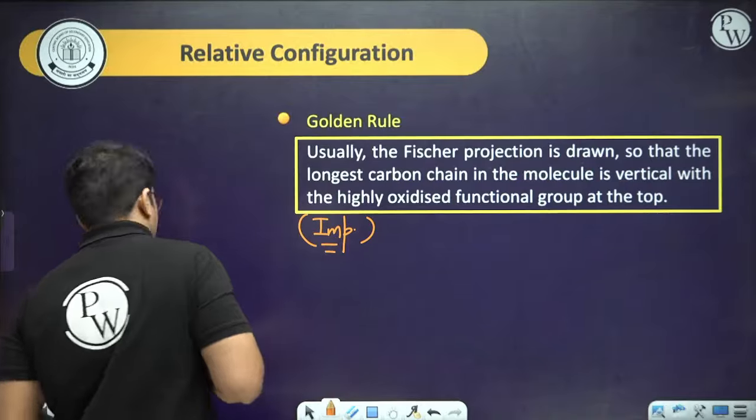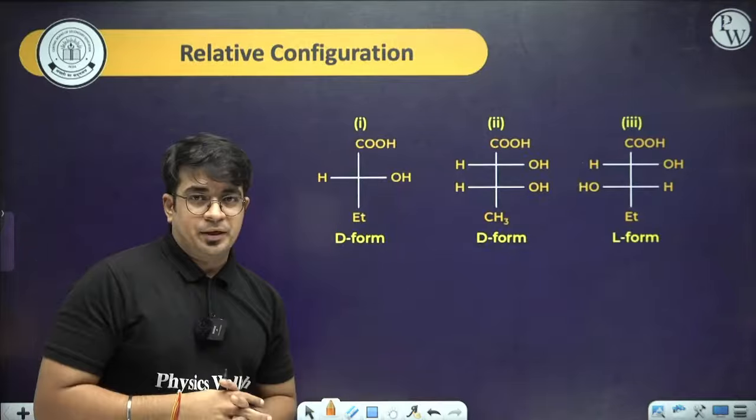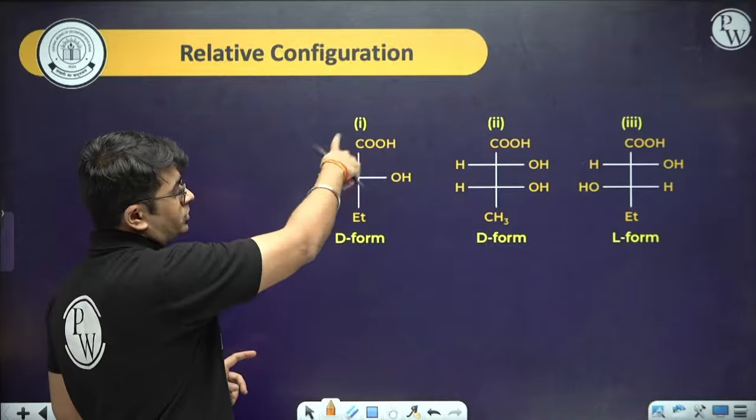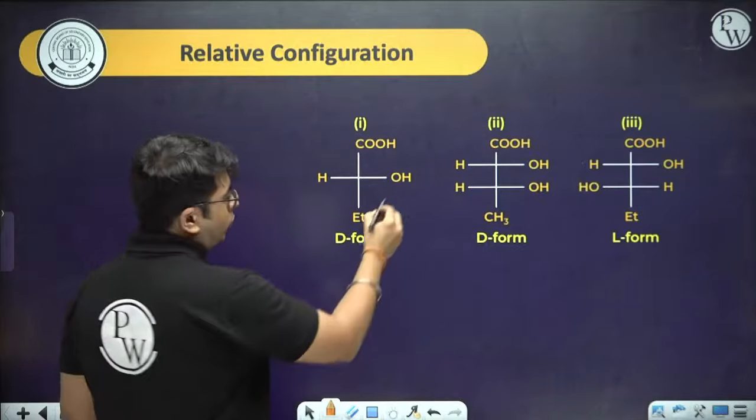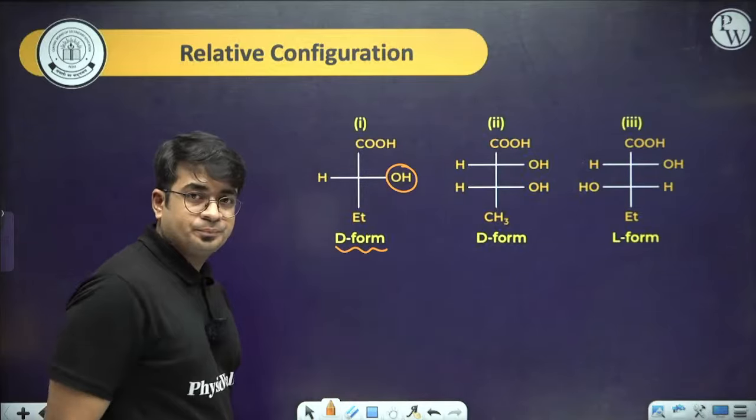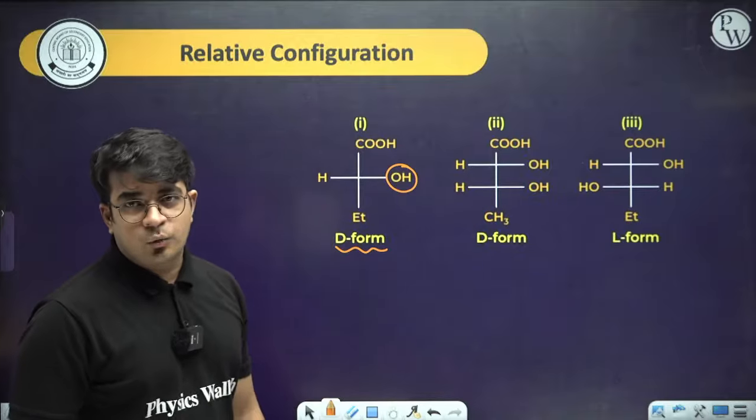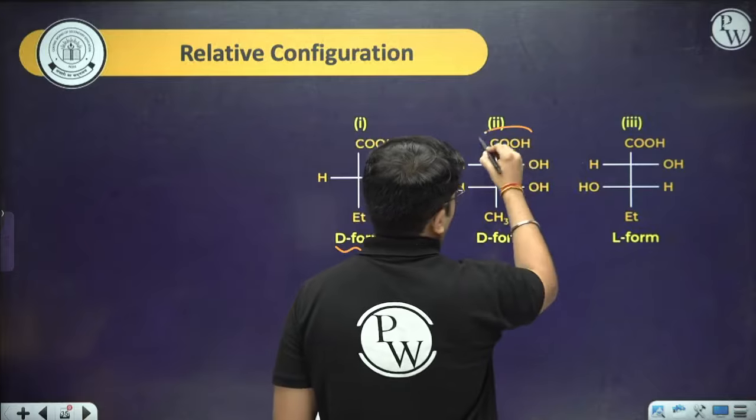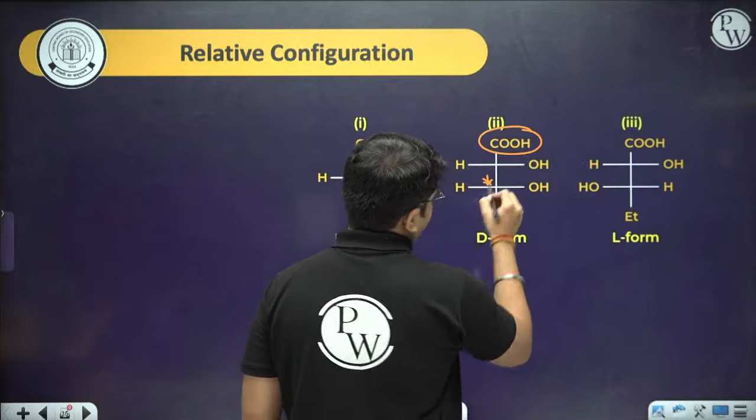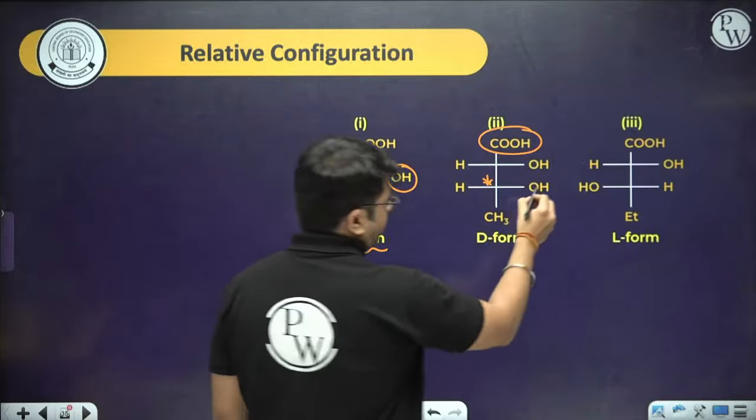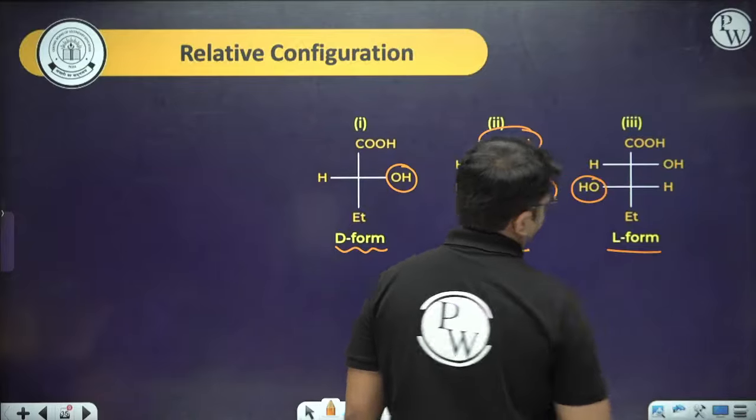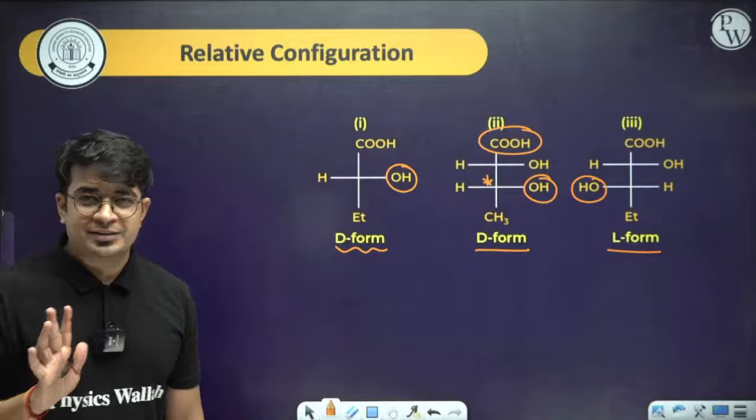Okay. Now in this case, if I talk about the entire part, this is the form. You can see the highest oxidized group is present on the top side. OH is present on the right hand side, definitely D form. In this case, we have multiple OH groups, but the highest one is present on the top side. So I need to look at this chiral center, which is the lowest chiral center. OH is present on the right hand side, D form. OH is present on the left hand side, L form. Now I guess it's clear to you.